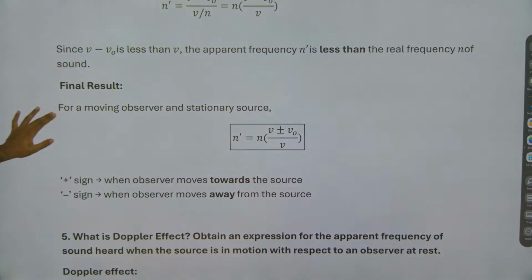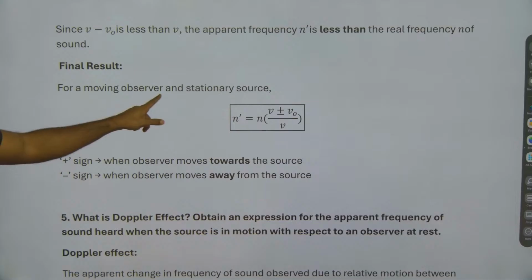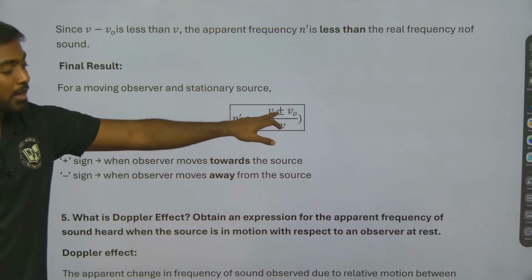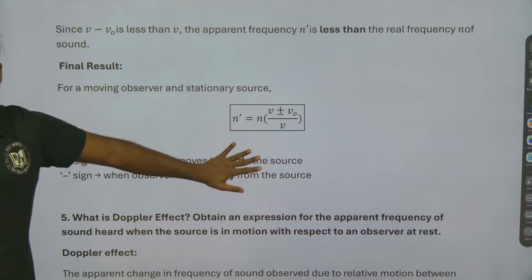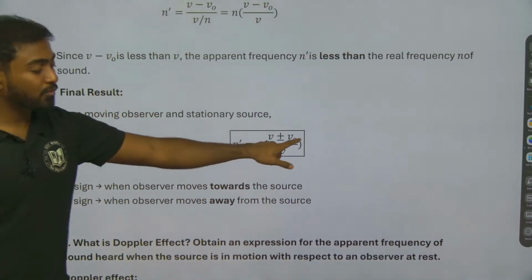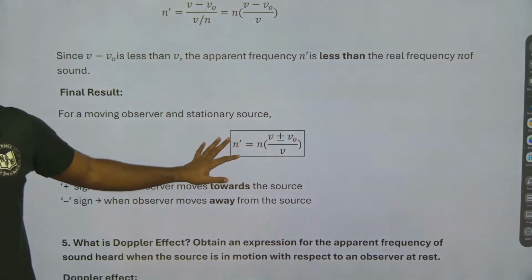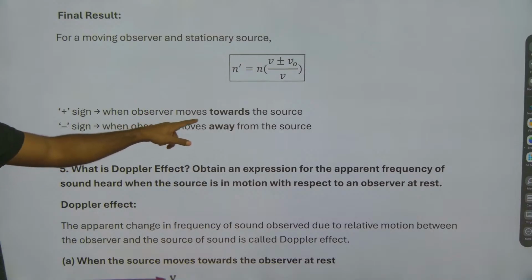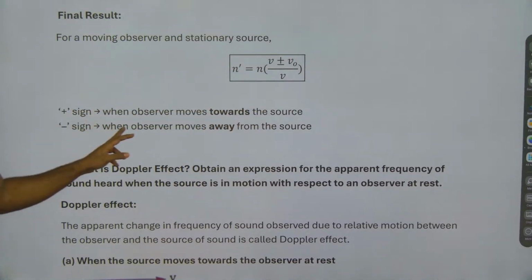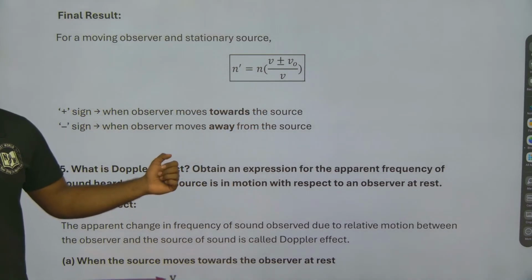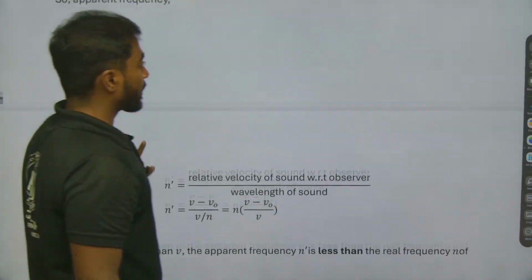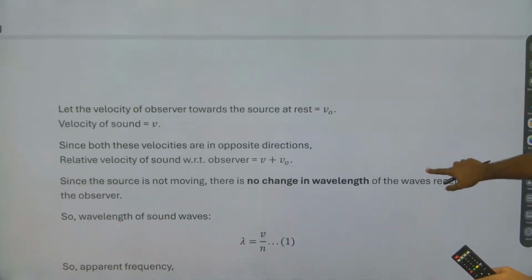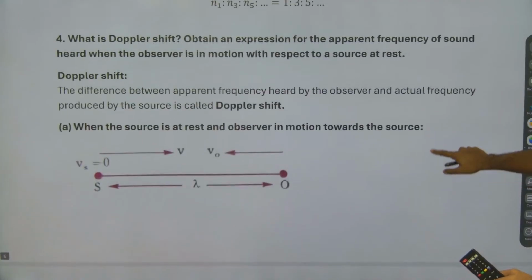So the final result is, for a moving observer and stationary source, N dash equals N into V plus or minus V naught by V. One time we got V plus V naught, another time V minus V naught. The positive sign is for when the observer moves towards the source, and the negative sign is for when the observer moves away from the source. You can take a note of this. If you have any doubt, you can ask.